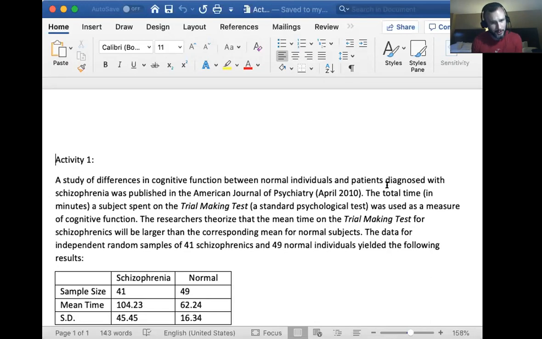A study of differences in cognitive function between normal individuals and patients diagnosed with schizophrenia was published in the American Journal of Psychiatry in April 2010. The total time in minutes a subject spent on the trial-making test, a standard psychological test, was used as a measure of cognitive function. The researchers theorized that the mean time on the trial-making test for schizophrenics will be larger than the corresponding mean for normal subjects. The data for independent random samples of 41 schizophrenics and 49 normal individuals yielded the following results.